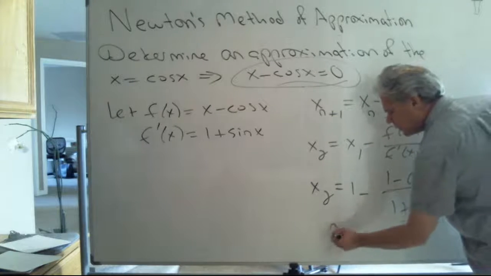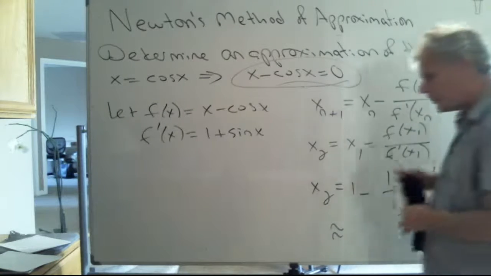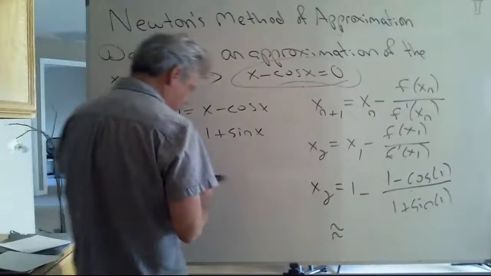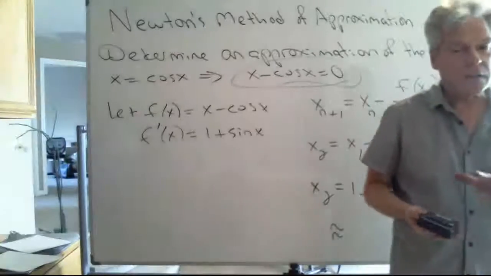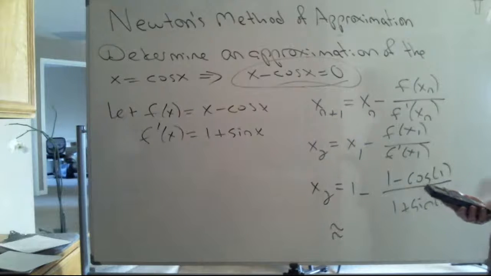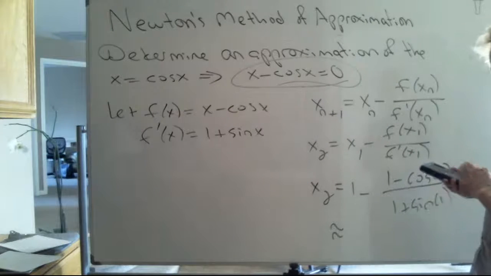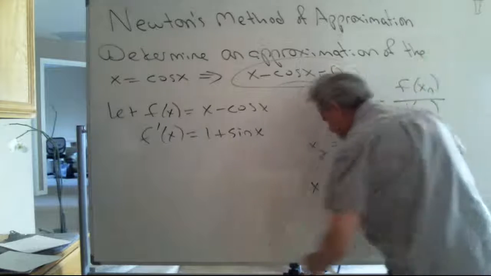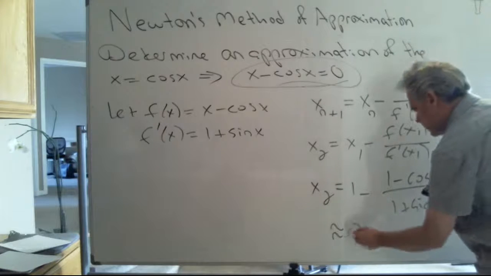And if I plug that into my calculator, here's what I get with my first iteration of Newton's method. Now, I'm so lazy, I use my ANS command on my graphing calculator, and I'm coming up with approximately this.